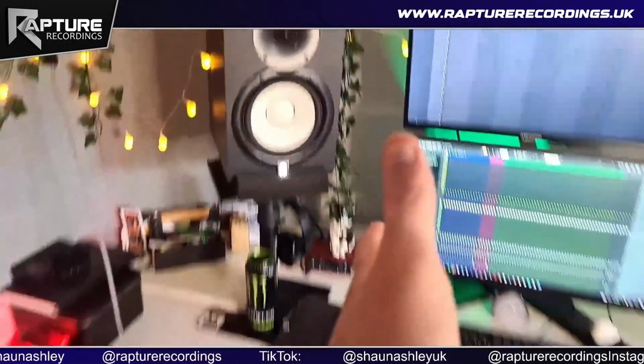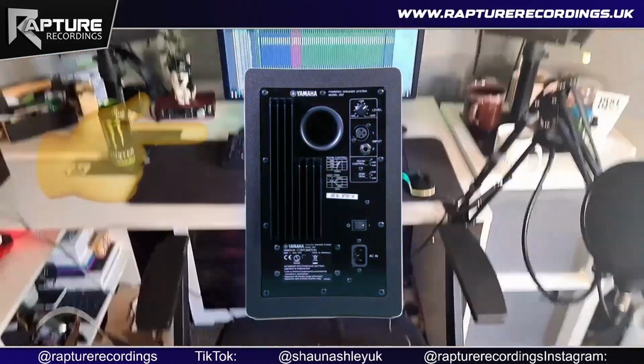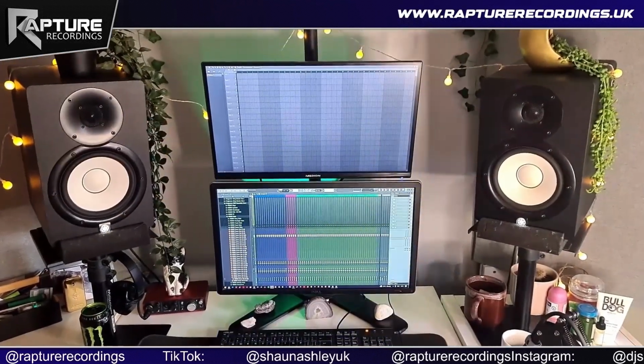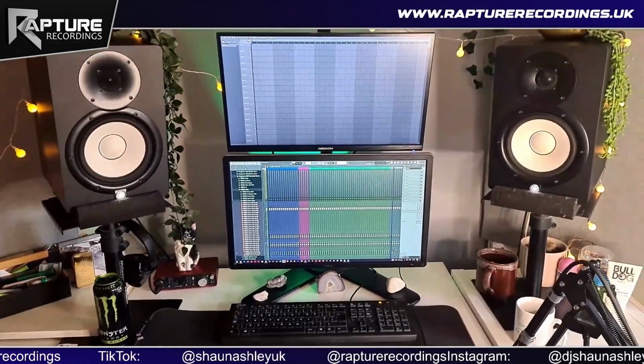Another good point to take into account is obviously a lot of monitors like mine have got back facing ports. So you want to be pulling them monitors at least 2 foot away from the wall. I think I've got mine about 1.5 foot is what I could get away with. But yeah, that's another good bit of advice for you.